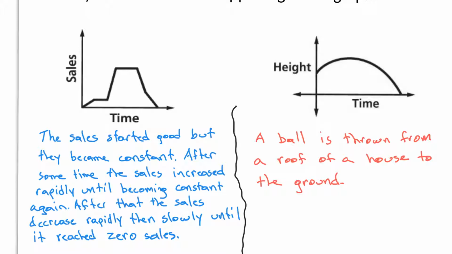So this is how you actually describe graphs. You have to make sense of the problem. You have to understand what the x-axis means, what the y-axis means. You look at the actual path, or the curves in this case, or the actual shape of the graph, and you have to understand how you can describe what's happening to that object.